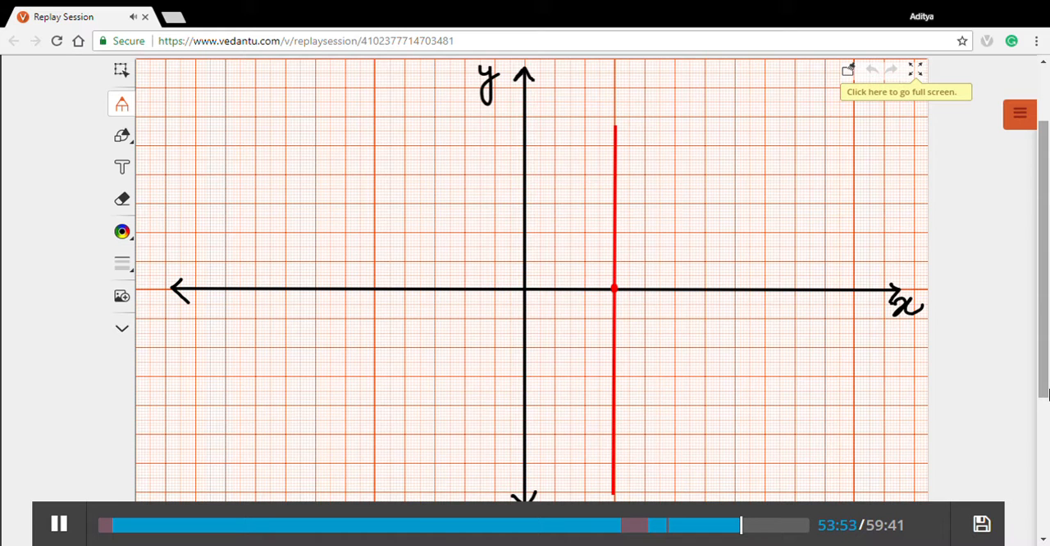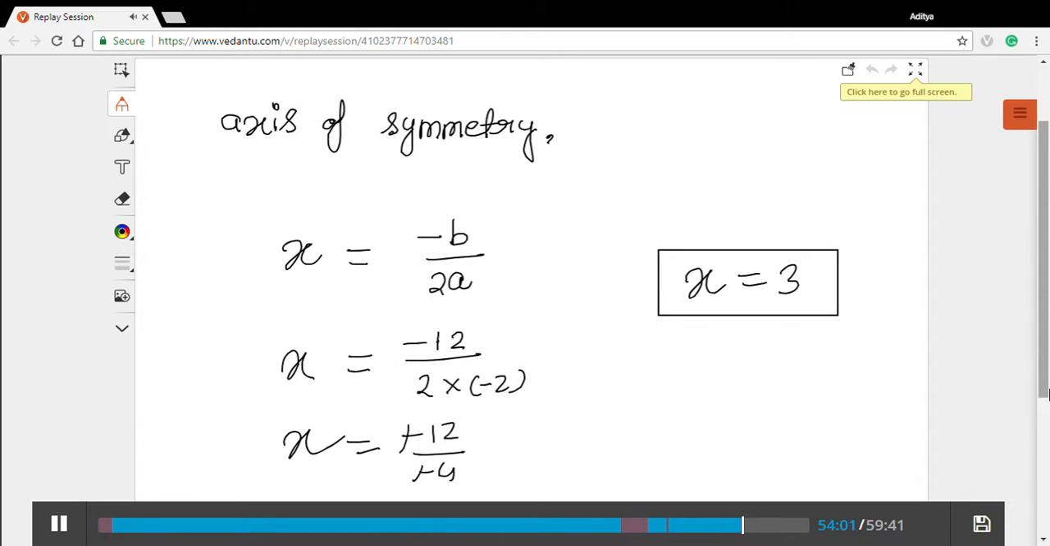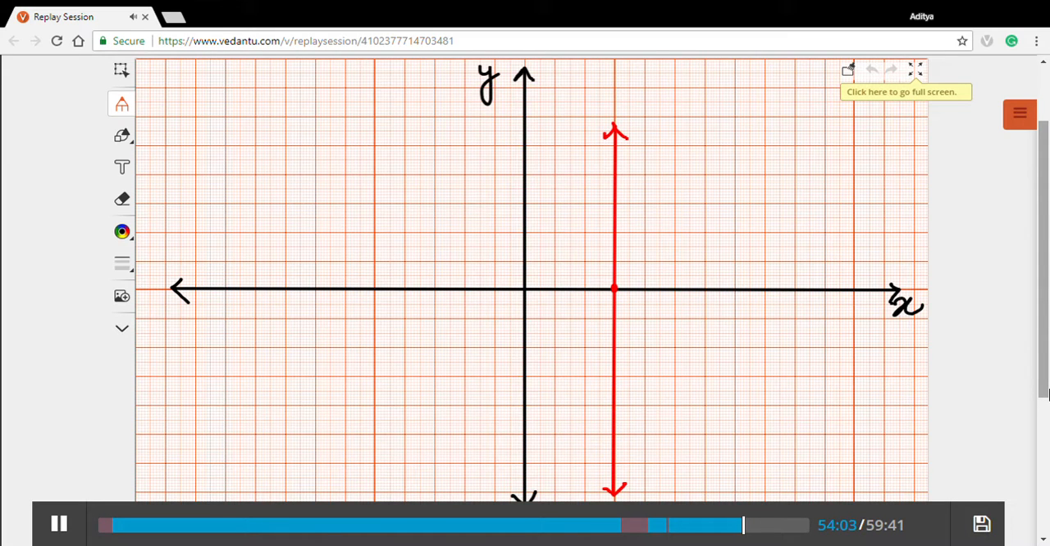Once we've got this, now we get the turning point. How do we get the turning point or that vertex? Because the vertex will definitely be lying on this line only. That means the x component will be 3 for that. Wherever that vertex is, that x component will definitely be 3, and we need the y component for the vertex.